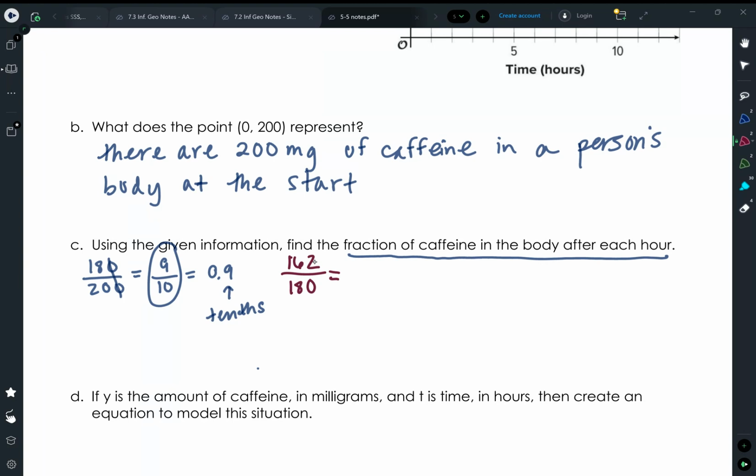So when I take the top number, 162, I put that into my calculator first. I divide by the bottom number, 180. I get 0.9. So it still looks like 90% left after that second hour.